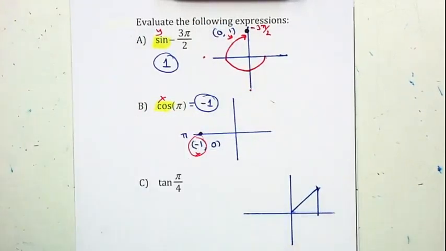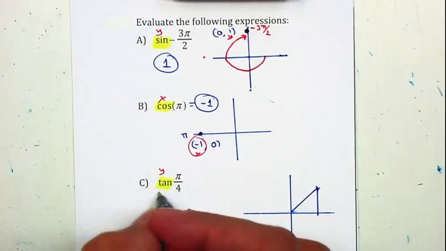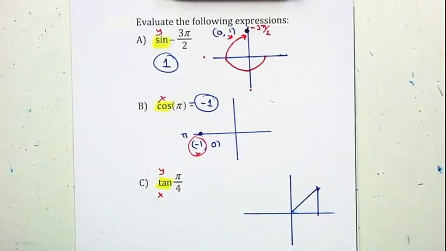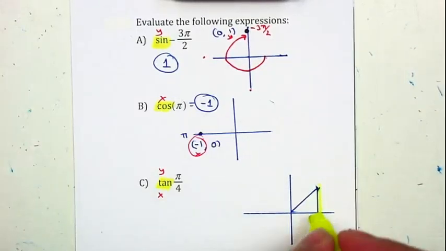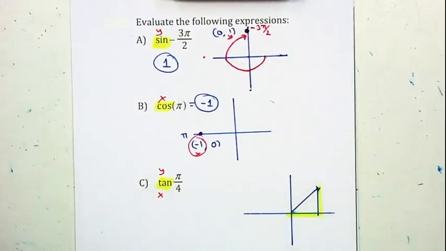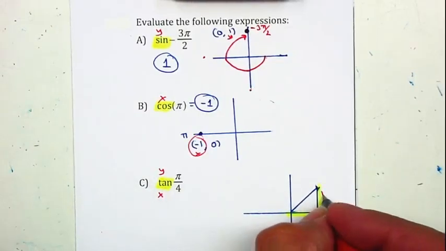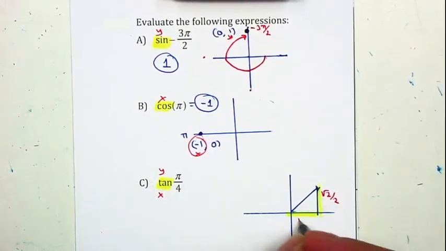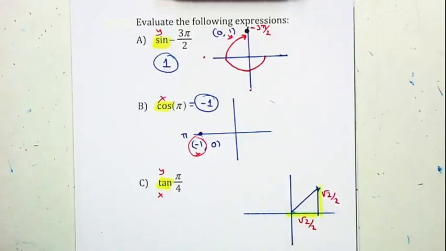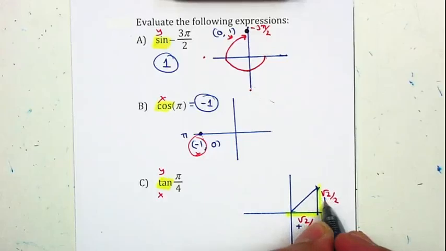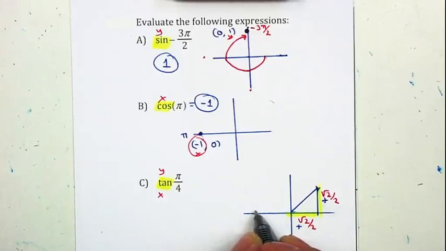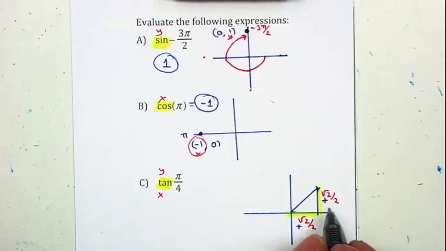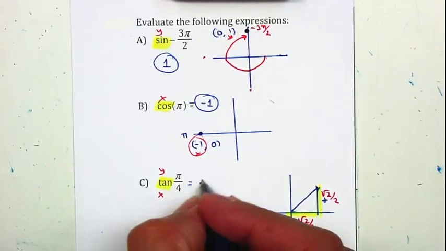And tangent, is that your y or your x? Tangent is y over x. So therefore your y value over your x value. And since this is a 45 degree angle, we know that they both are congruent. They both are square root of 2 divided by 2. And this is positive because you're going to the right, and this is positive because you're going up. So if it's to the left, it's negative, or if it's down, it's negative. And since they're both equal and they're both positive, this will be equal to 1.